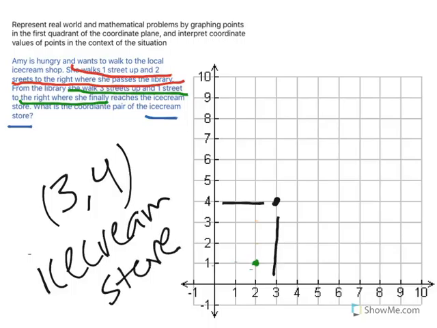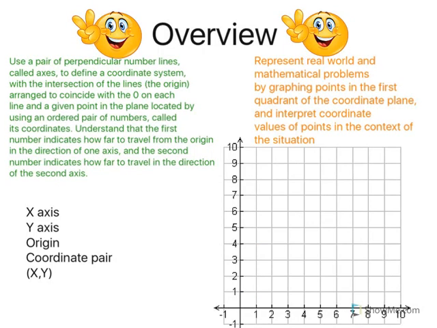Let's look at our overview to go over what we've just learned. So we've learned a lot today with graphing. We learned how to label the x-axis, which is here. We learned how to label the y-axis. We learned to label the origin. We also learned how to make a coordinate pair and how to graph them using real-world problems.